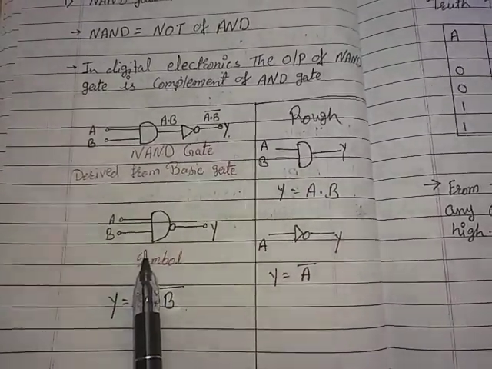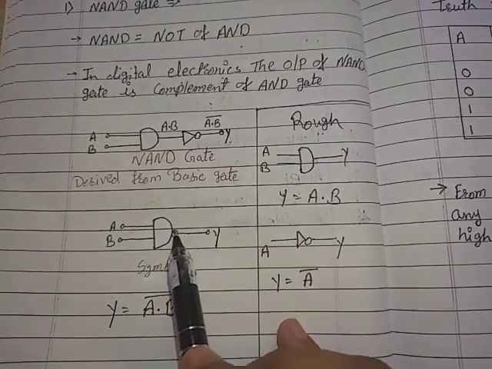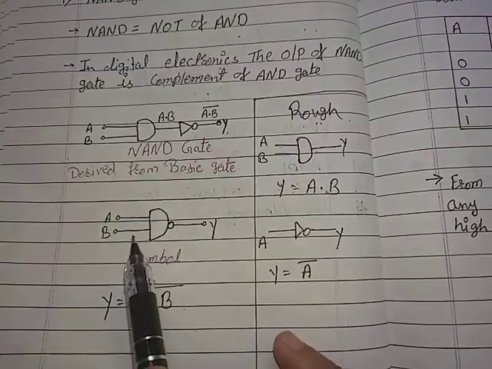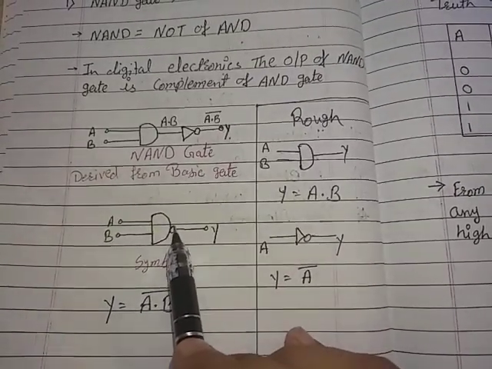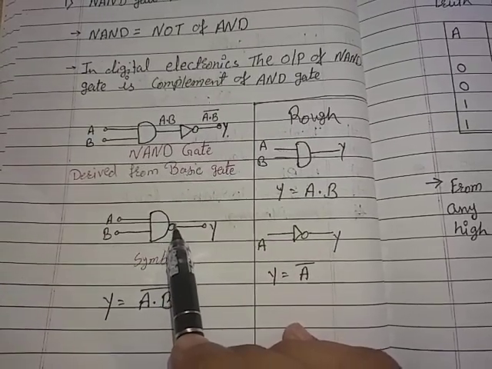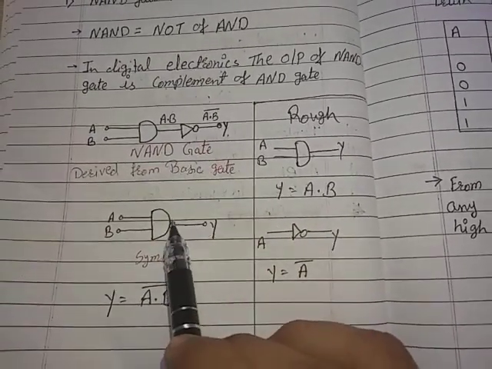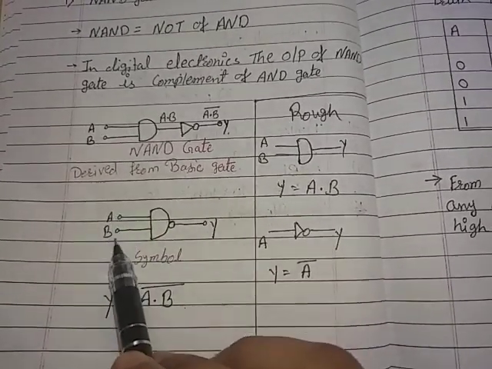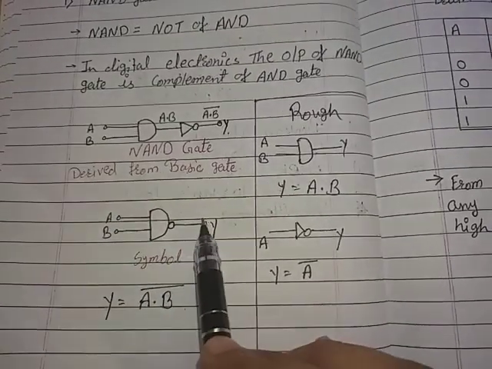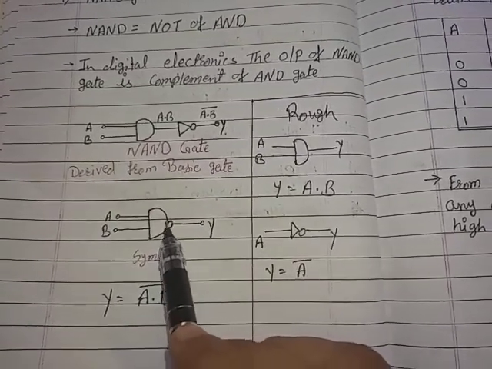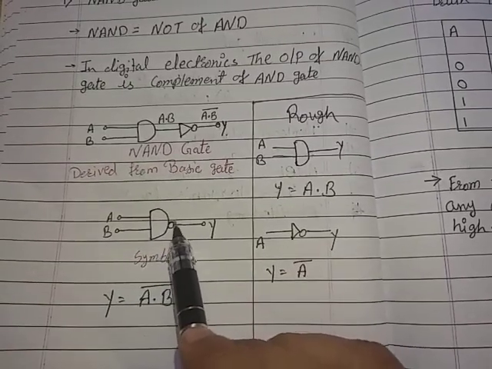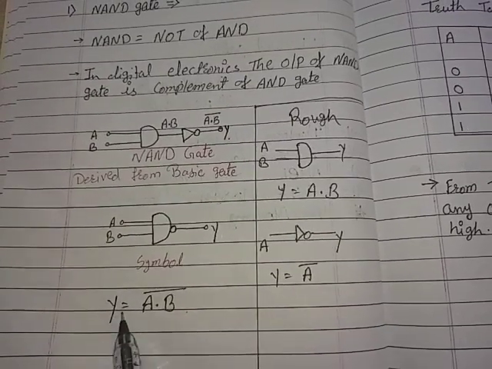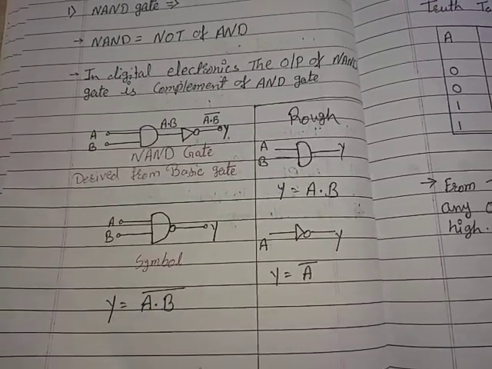Here is the symbol of NAND gate. A bubble is placed after the AND gate. It becomes NAND. This bubble means a NOT gate, or this bubble means we have to take the complement. These are the terminals, not bubbles: two input terminals and an output terminal. But this bubble means it is the complement. It is used to take the complement of the output. And the logical equation is y is equal to (A dot B) to the whole bar.